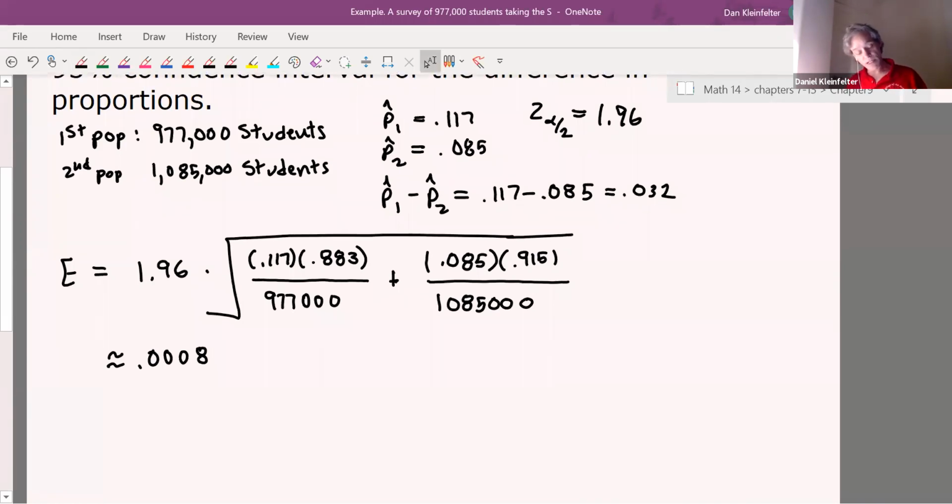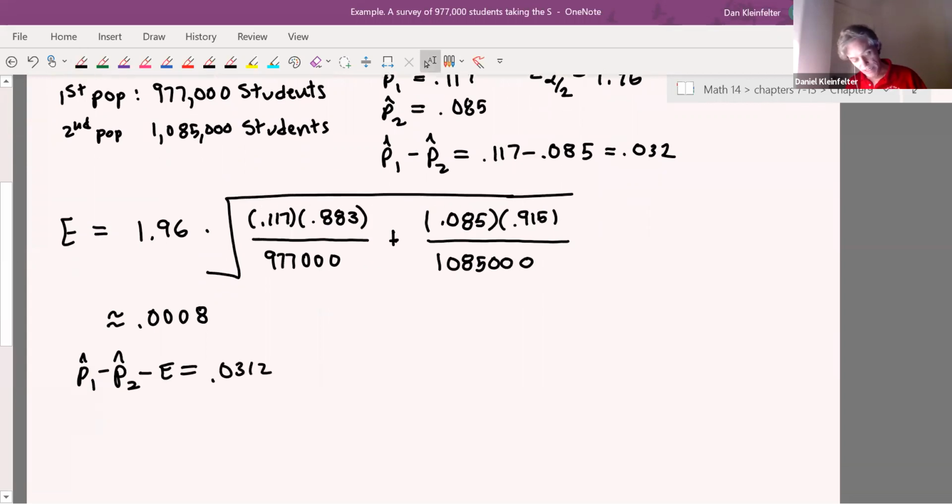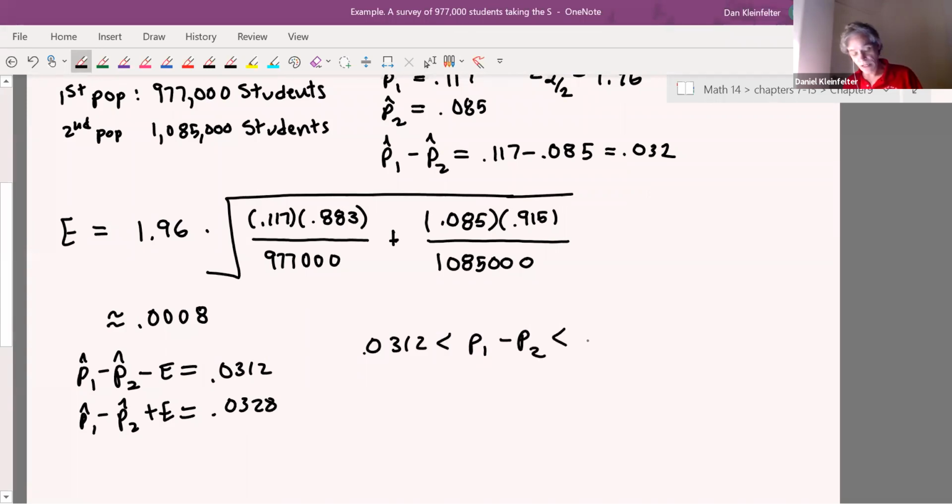Okay, so then we're going to take our P1 hat minus P2 hat minus the margin of error, and that will give us 0.0312. And then P1 hat minus P2 hat plus our margin of error will give us 0.0328. So then our confidence interval ends up being 0.0312 is less than P1 minus P2 and up to 0.0328.